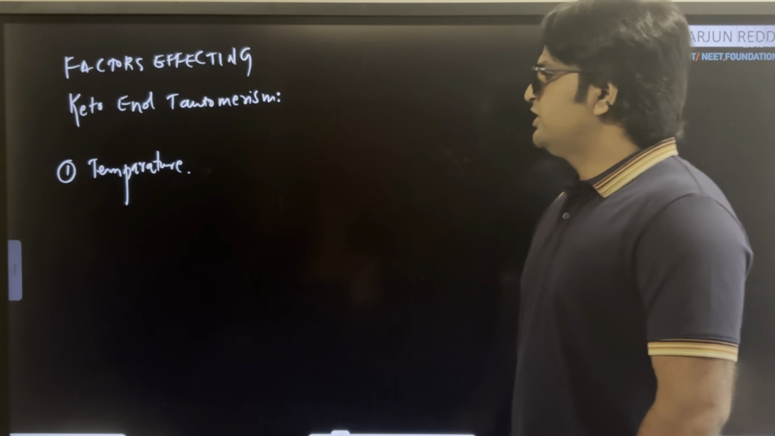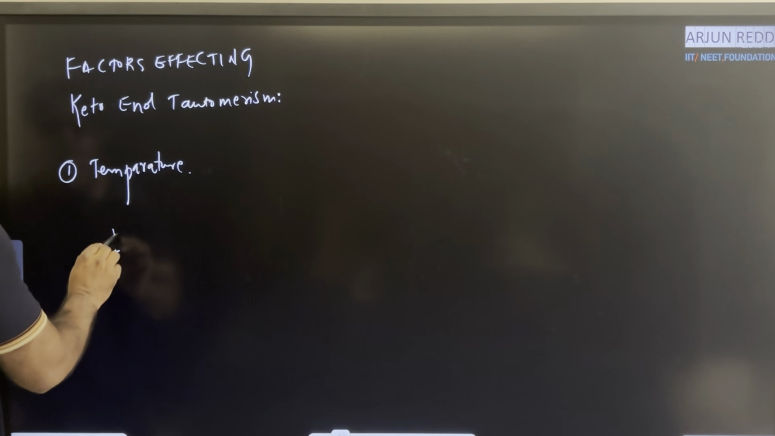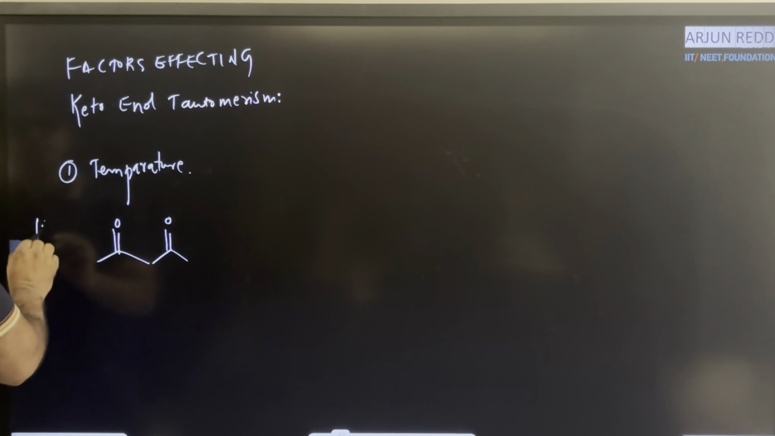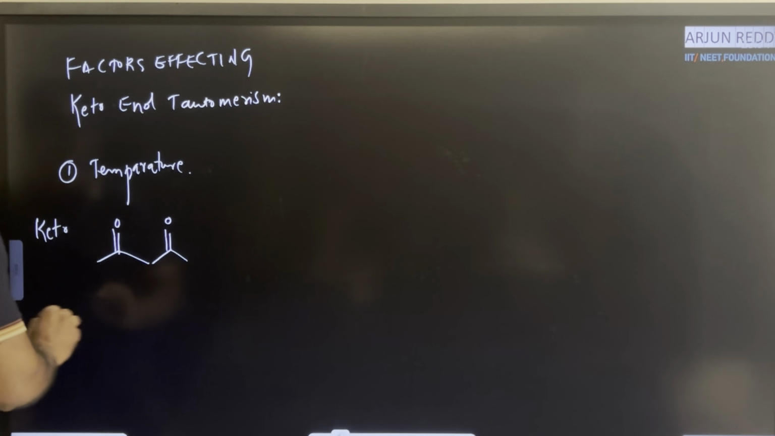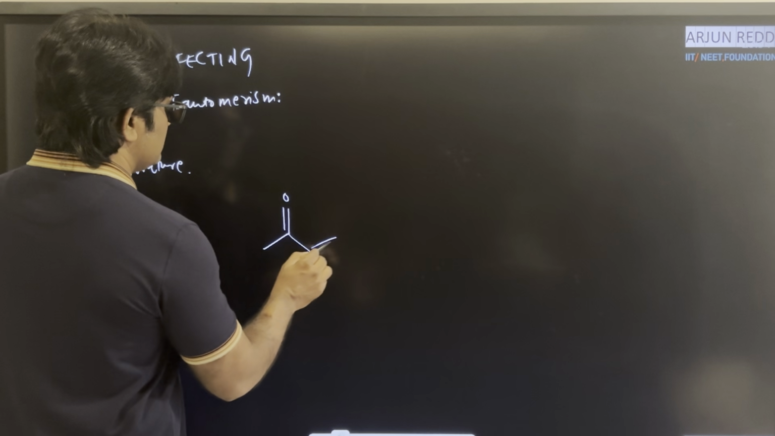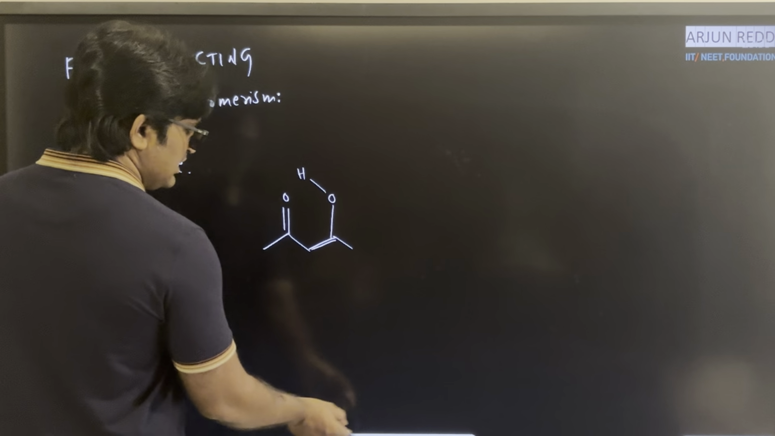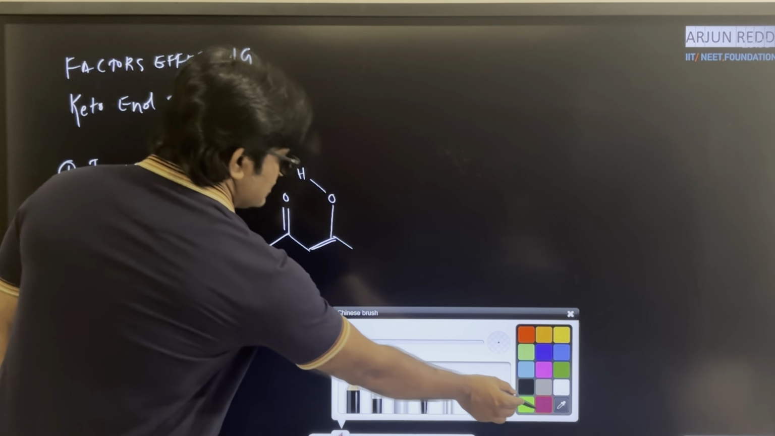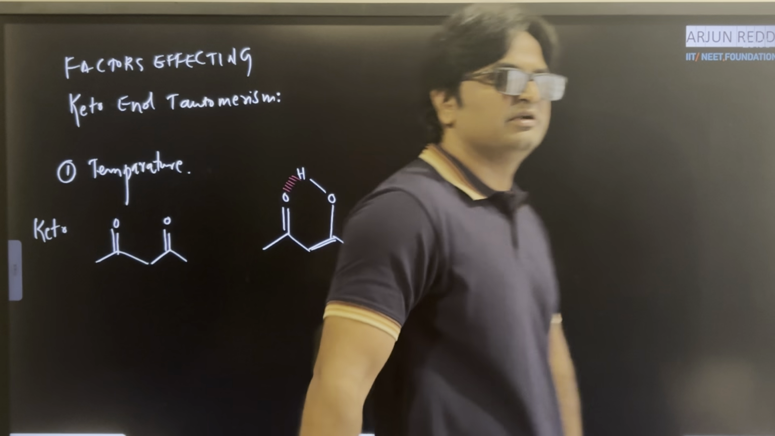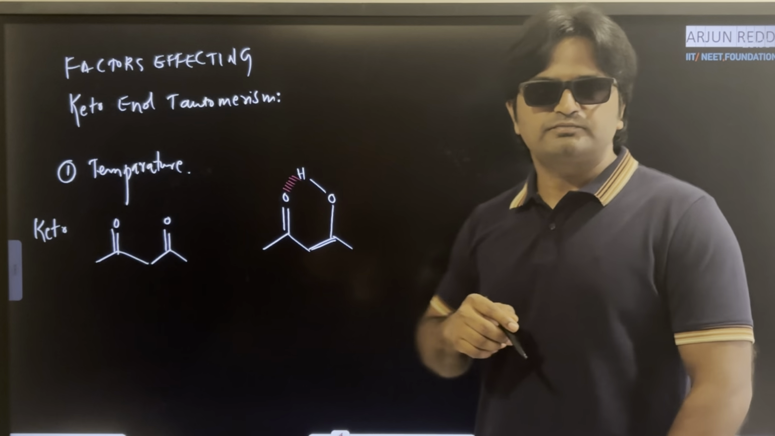To explain the effect of temperature, I am taking a 1,3 dicarbonyl compound. This is a very good example. What is the name of this form? We know that this form is the keto form. And what is the enol form of this compound? Yes, C double bond O. Here I am taking the double bond. Next one OH, and it has an intramolecular hydrogen bond. Clear. One is the keto form and one is the enol form.